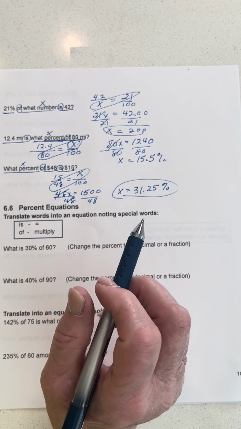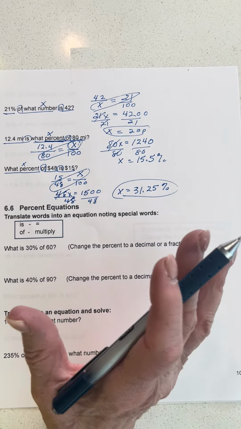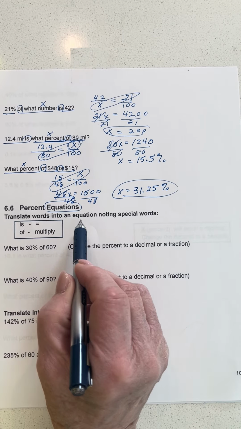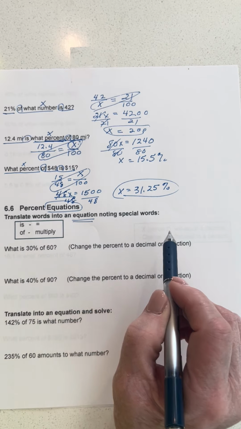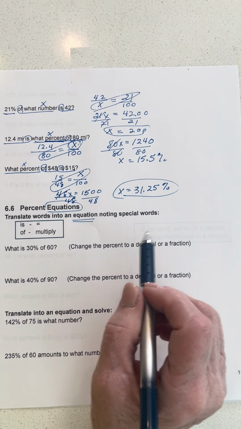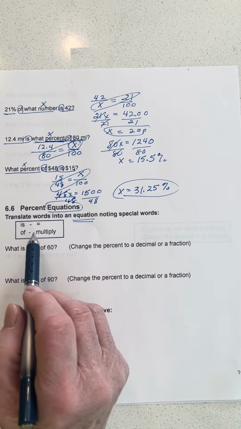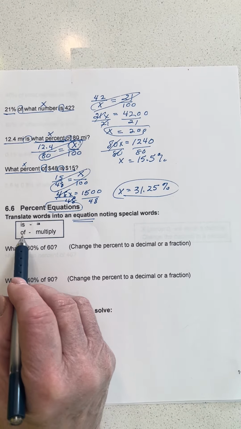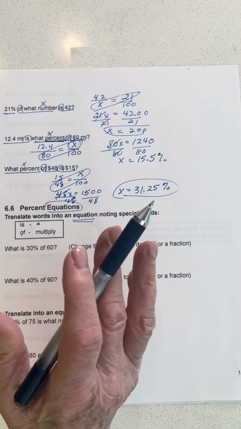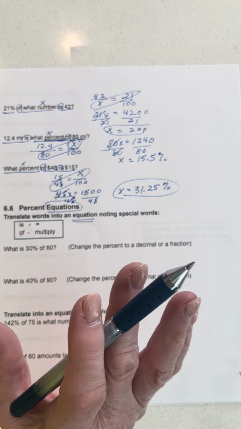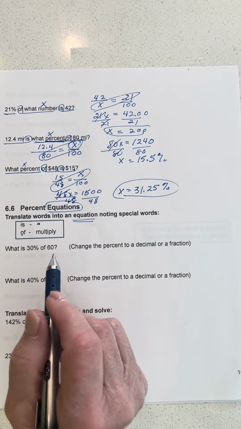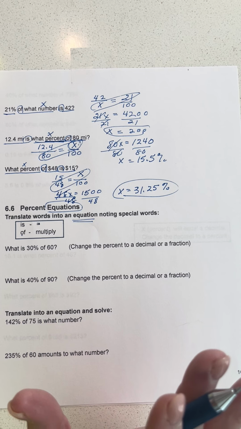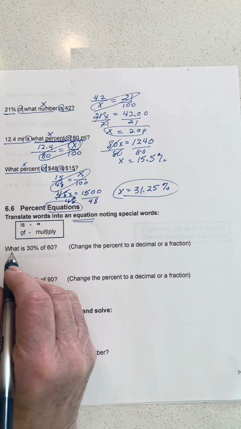We're looking at the other way to solve proportion problems, and we're going to be translating words into an equation, noting special words. We know that "is" means equals, "of" means multiply. So these are the secrets to doing this. So we're just going to change this to an equation.